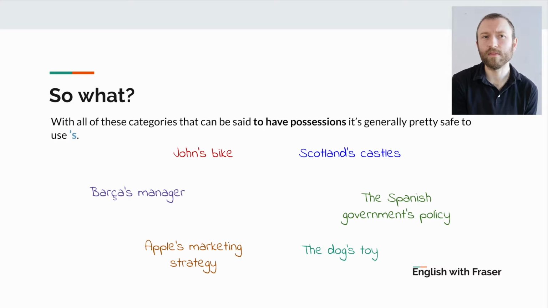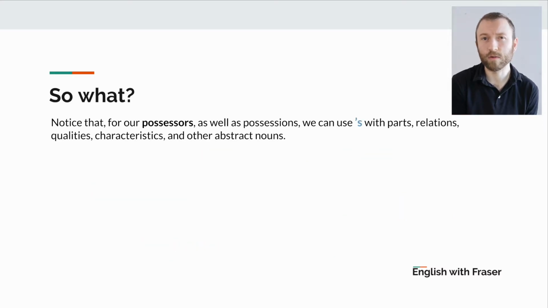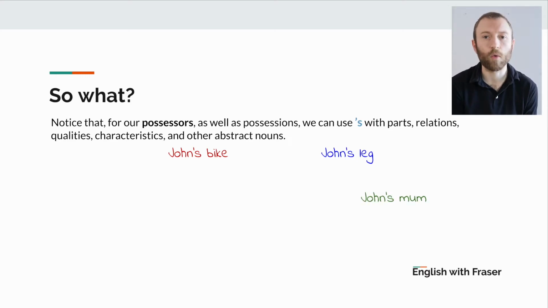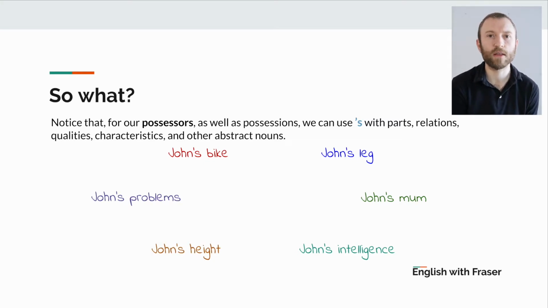What that means is that for our possessors, as well as possessions, we can use the apostrophe S with their parts, relations, qualities, characteristics, other abstract nouns. That means we can say John's bike as a material possession, but also John's leg, John's mum as a relation, John's intelligence as a quality, John's height as a characteristic, John's problems, to give an example of an abstract noun.